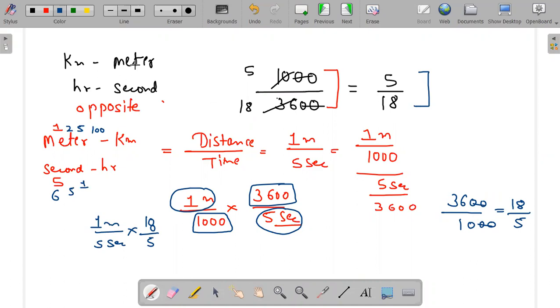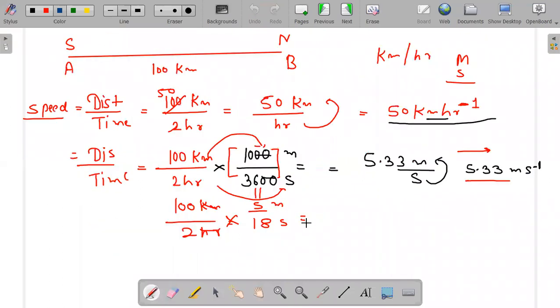If you want to convert kilometer to meter and hour to second, then for any value, I applied this here, you can see. So you can directly multiply with 1000 upon 3600, or 5 upon 18.